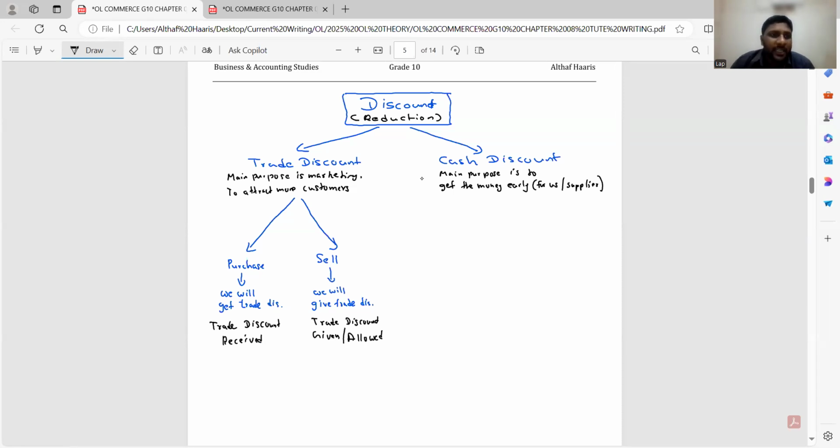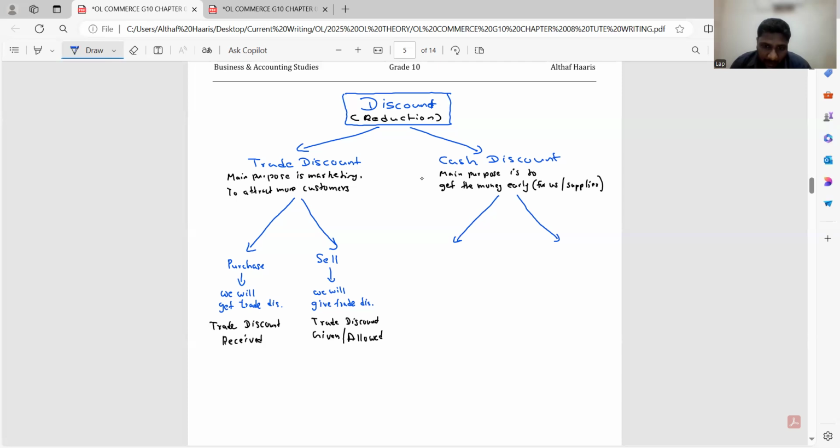Cash discount also, same thing. Cash discount also has two types. So cash discount is the discount people get when we are paying money or when we are receiving money.